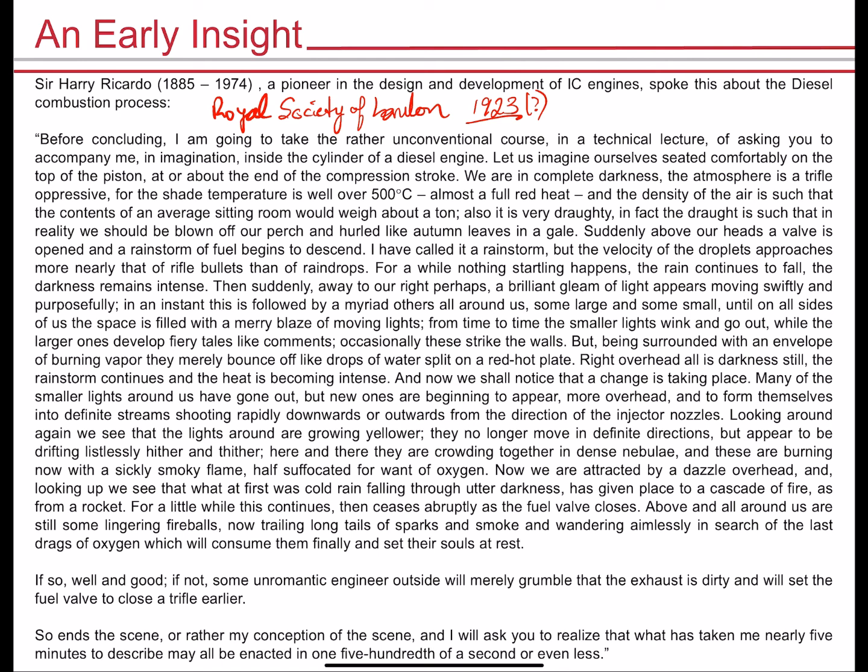Now we are attracted by a dazzle overhead, and looking up we see that what at first was cold rain falling through utter darkness has given place to a cascade of fire as from a rocket. For a little while this continues, then ceases abruptly as the valve closes. So what did we just describe there? We described diffusion burning, the mixing controlled combustion. He describes it as a cascade of fire. I described it as flamethrowers coming from the nozzle of the fuel injector.